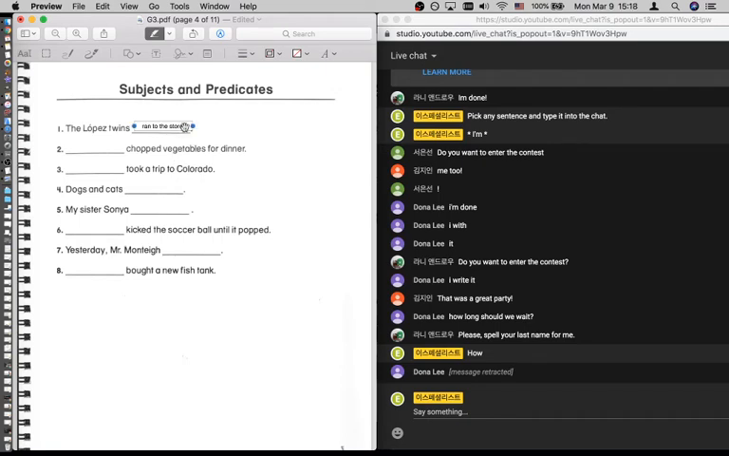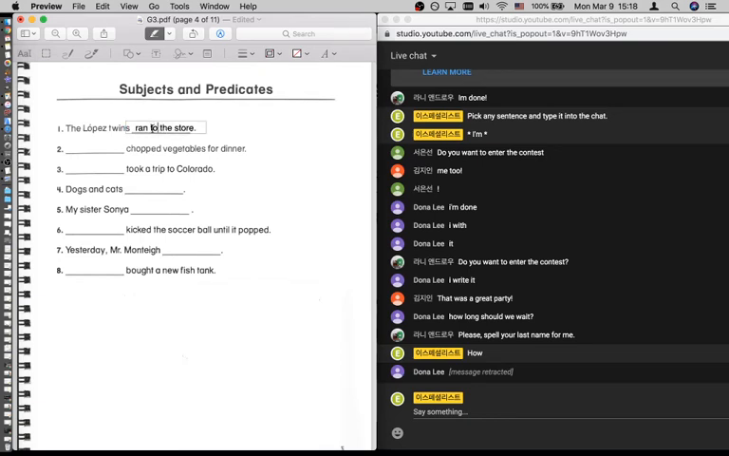Can I make this font a little bigger, maybe? Okay, that's better. A little bit bigger. Okay. Right? This is a complex predicate then. The Lopez twins ran to the store. Right? This says where they're going.